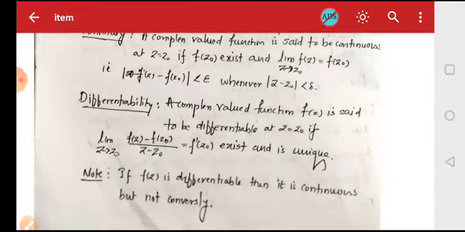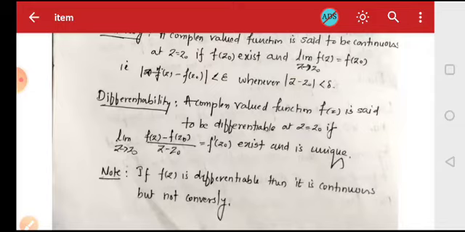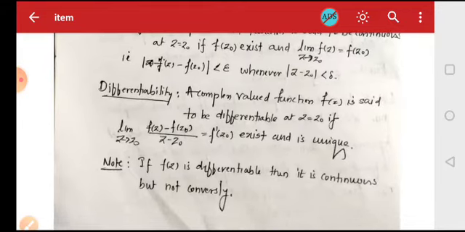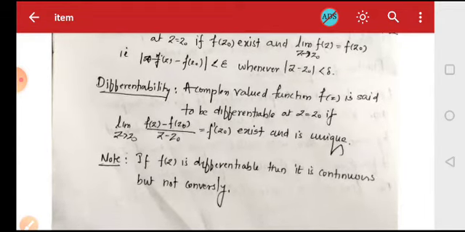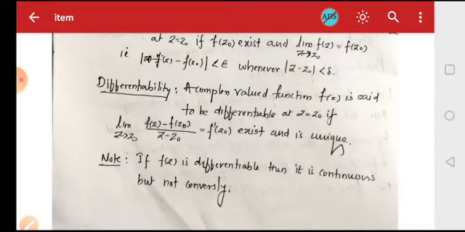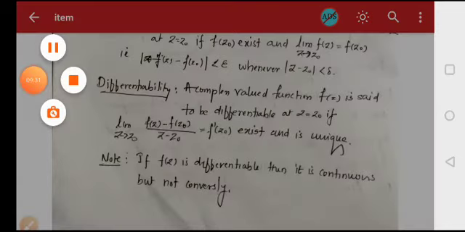Differentiability. Now what is differentiability? A complex valued function f of z is said to be differentiable at z equals z0 if the limit as z tends to z0 of f of z minus f of z0 upon z minus z0, which is nothing but f dash of z0, exists and it should be unique. And you know that if f of z is differentiable, then it is continuous, but the converse is not true. That is, differentiability implies continuity, but continuity doesn't imply differentiability.